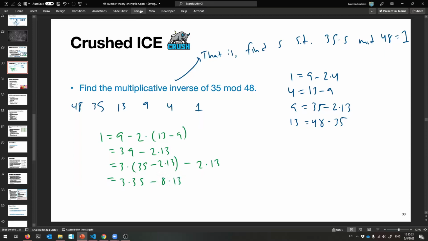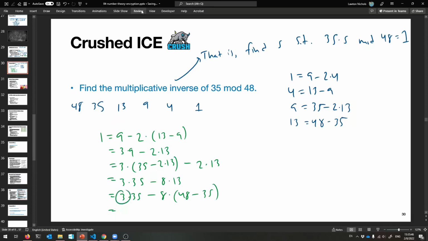Okay, that looks correct. And then, okay, we can replace 13 with 35 and 48, okay? So that's 3 times 35. That's a number that we need and care about. Minus 8 times 13 we want to replace with 48 minus 35. Okay, so finally, how many 35s, how many 48s?